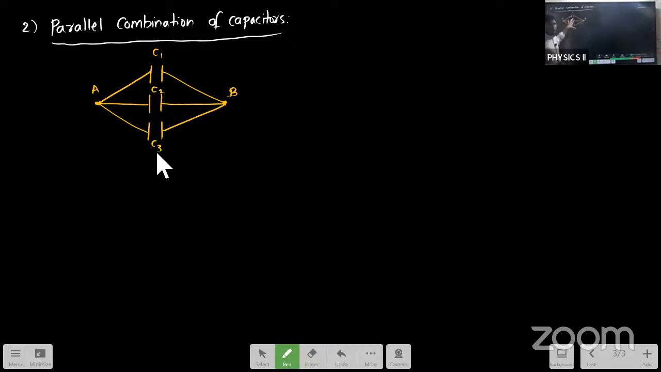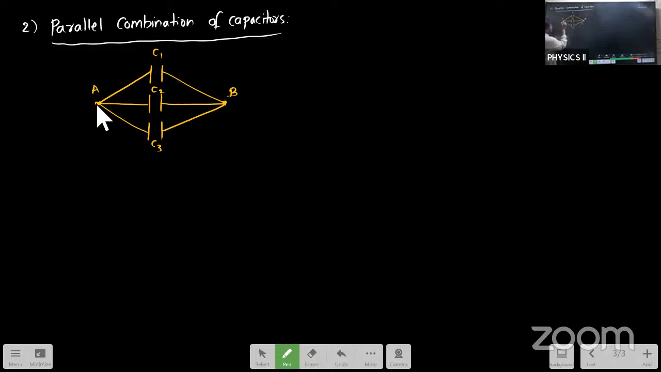So this type of combination of capacitors is called what? Parallel combination of capacitors. How are you supposed to define this parallel combination? The first plates of all the capacitors are connected at one terminal A, and the second plates of all the capacitors are connected at the other terminal B. Then this type of combination is called a parallel combination of capacitors.